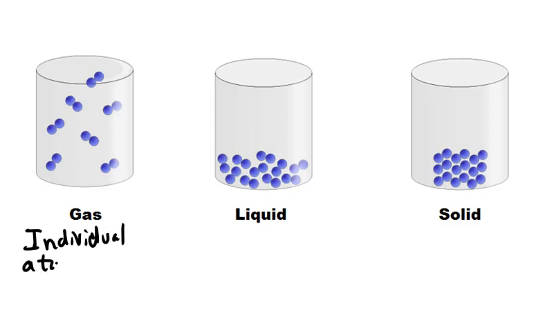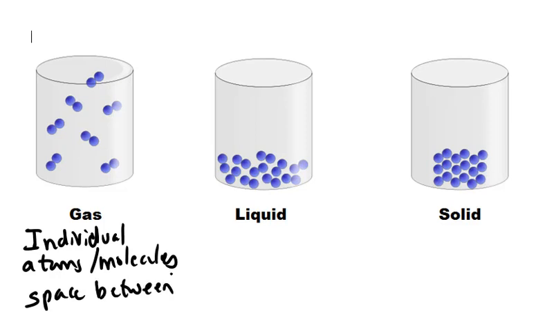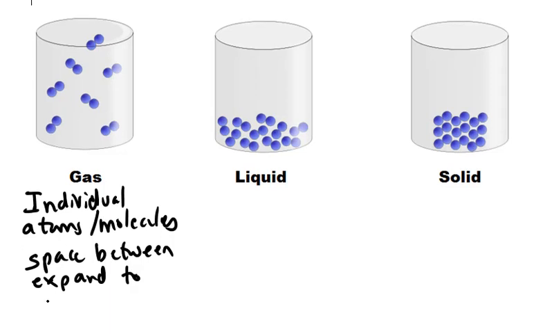units or atoms or molecules, and there's always space between them, except of course when they happen to collide with one another momentarily. They also expand to fill the entire container. So whatever container you have a gas in, it will expand until it fills that container. And further, they are easily compressible. You can squish the container and you will squish the gas.